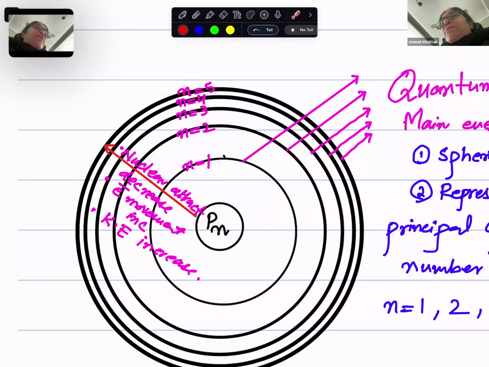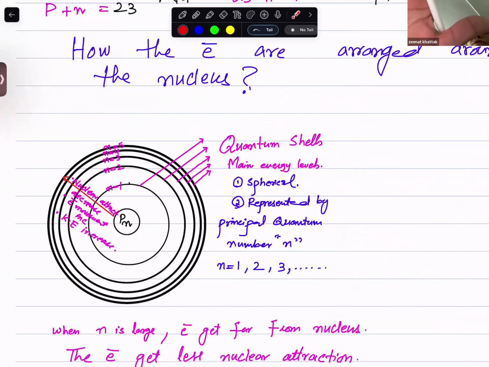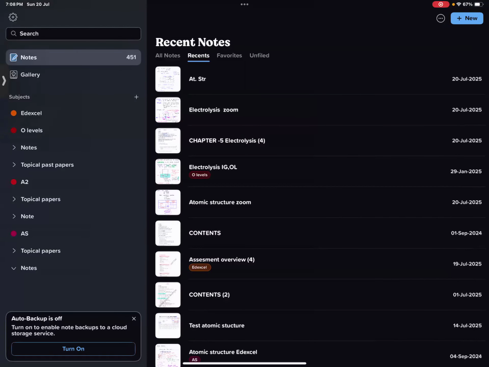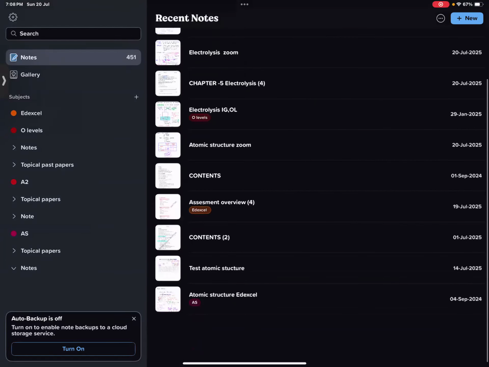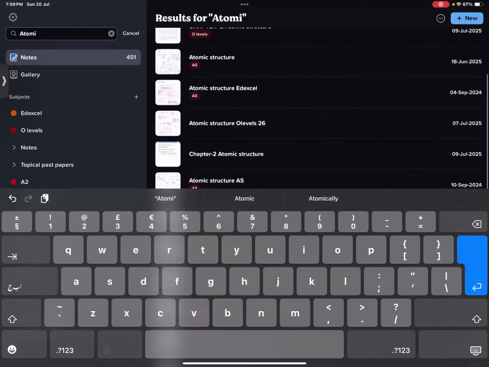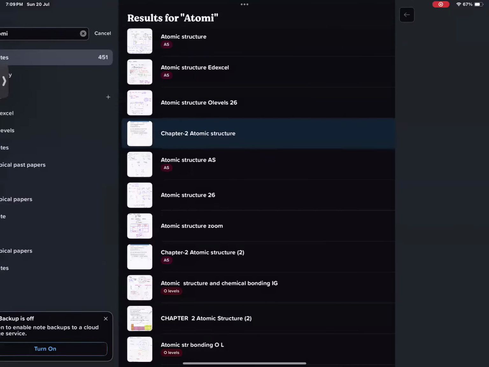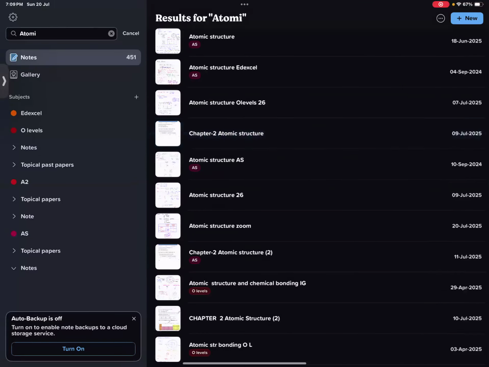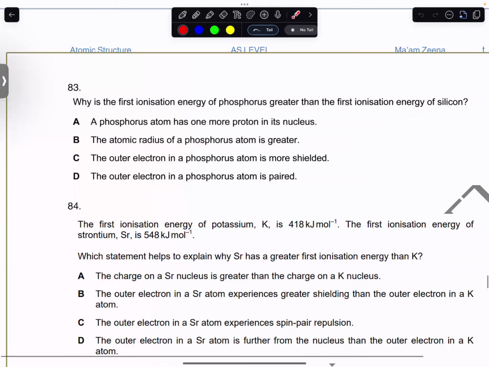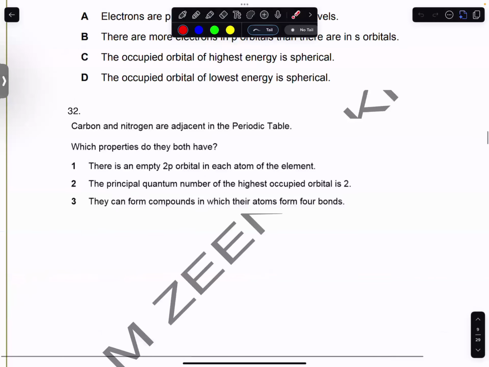Okay, they use this word, the principal quantum number terminology. I can even show this to you. Look how they use this. Atomic structure. So this is your paper 2. Let me show you this. Come. Look at this question. See how they use this word, the principal quantum numbers.